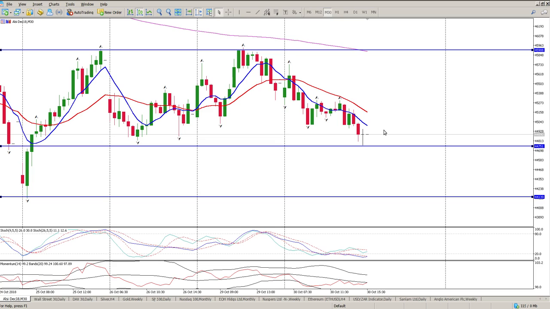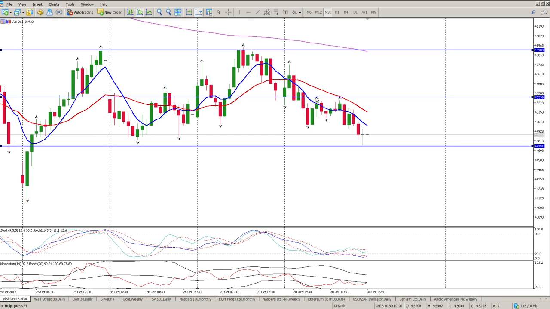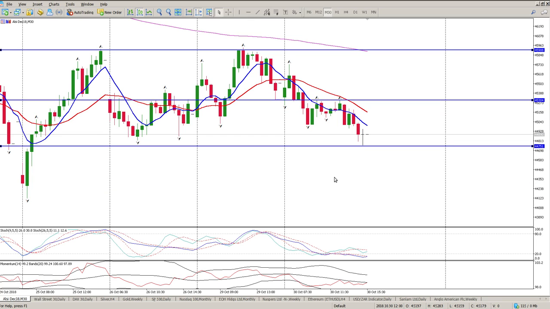Okay, and there are a couple of levels, I'm going to use this line here, that you're going to need to pay attention to. And this fractal here is the first one. Okay, so this is 45,305. So that is the first level we've got to get above. So what I expect to happen is a gap up, more than likely hit this 45,305 area, and then bounce back down.